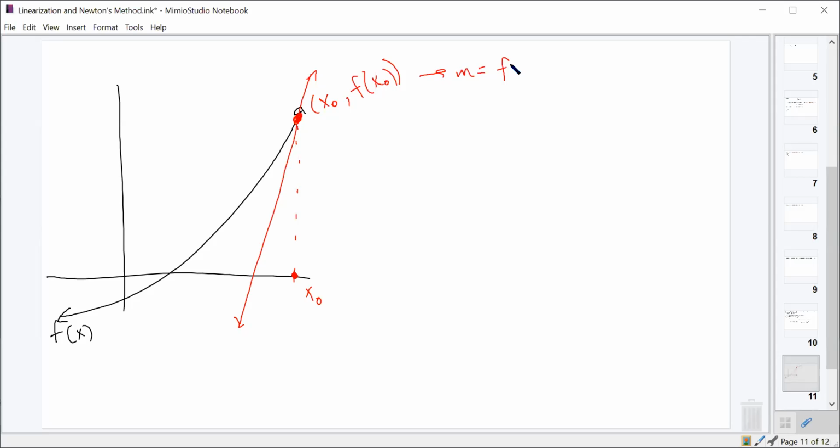F prime of x naught? Yeah, it's just the derivative, right? The derivative tells us the slope. So the derivative at x naught is the slope of that tangent line at x naught. So we have the point x naught, f of x naught, and the slope f prime of x naught. That would give us the equation, what? y minus y1, which is f of x naught, equals m, or f prime of x naught, times x minus x naught. Everybody agree that that would be the equation of that line? y minus y1 equals m times x minus x1.